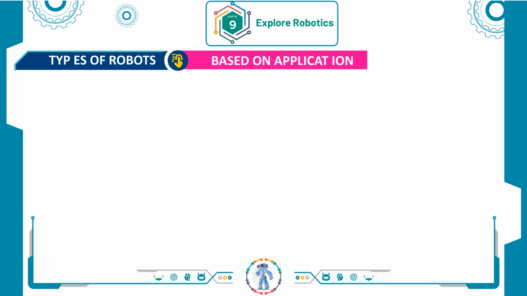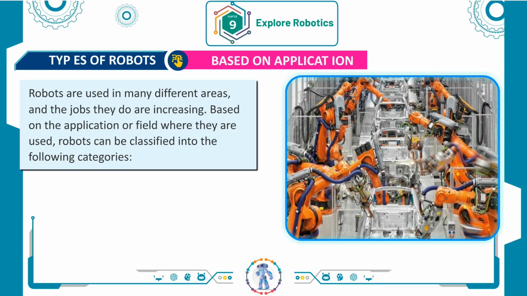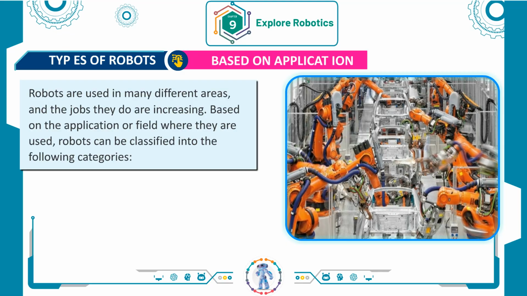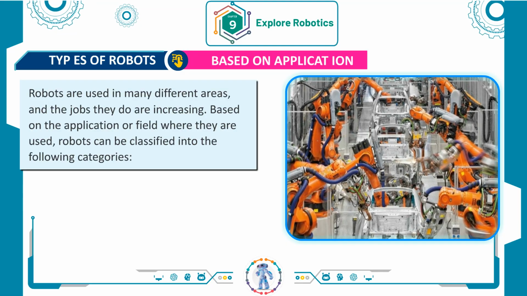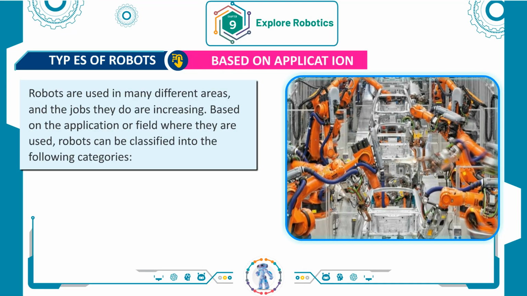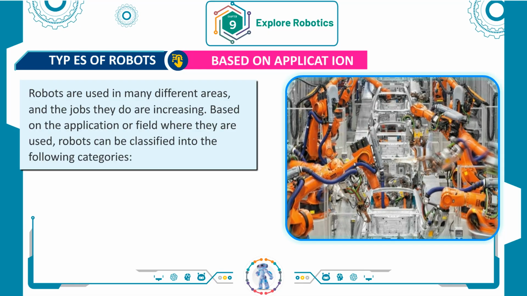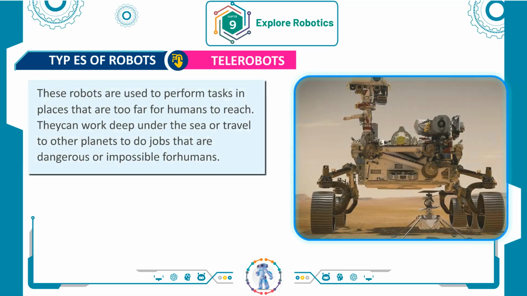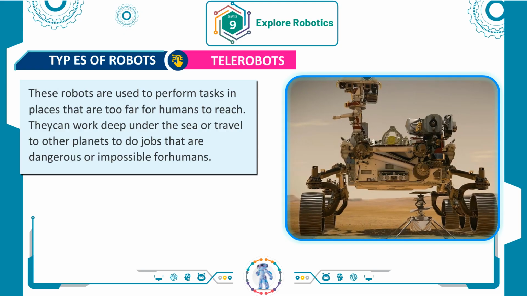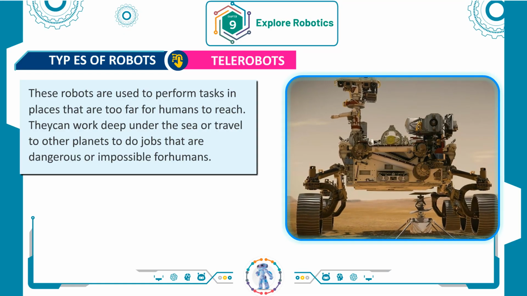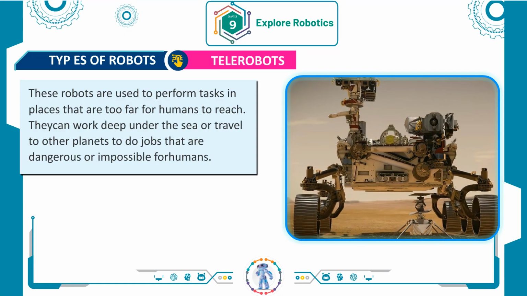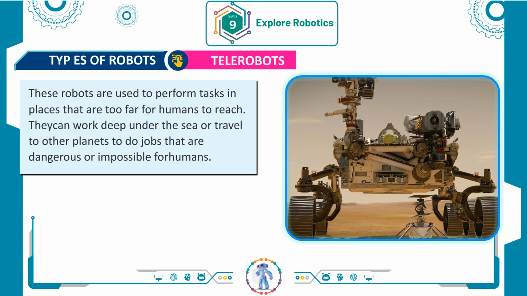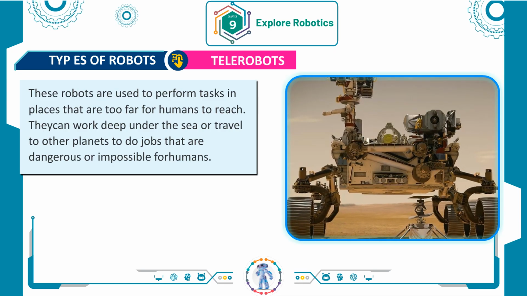Based on application. Robots are used in many different areas, and the jobs they do are increasing. Based on the application or field where they are used, robots can be classified into the following categories. Telerobots. These robots are used to perform tasks in places that are too far for humans to reach. They can work deep under the sea, or travel to other planets to do jobs that are dangerous or impossible for humans.